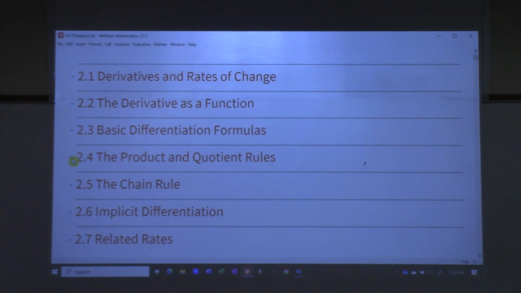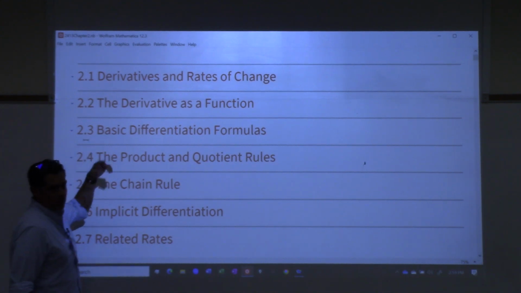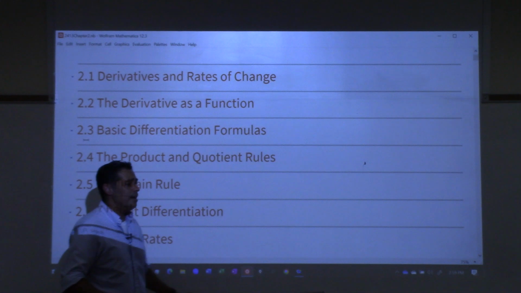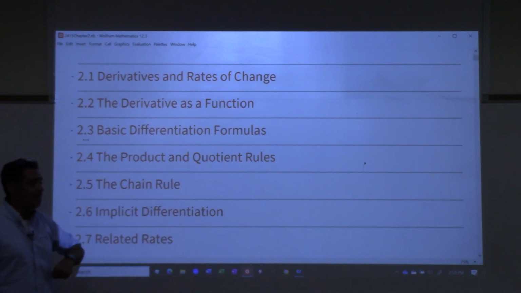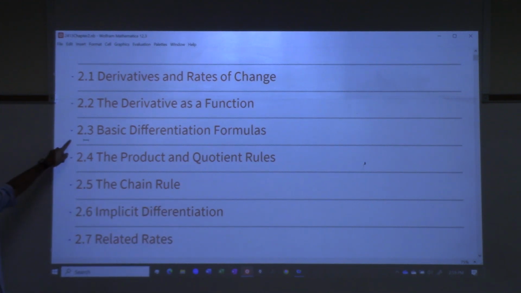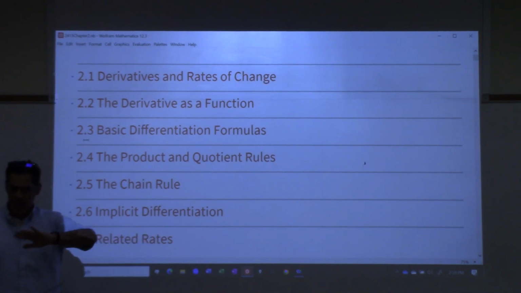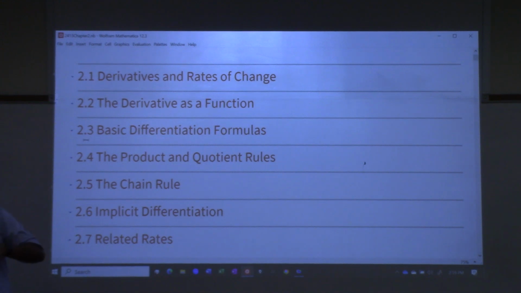We are in chapter 2, just a recap of what we've done. We started out with the idea of the derivative, right? This idea of the derivative, slope of a tangent line. And then we extended this idea into looking at the derivative as this new function that we can create. And then in last class, 2.3, we said, hey, we can finally do away with the limit. No more limits. We're going to use these shortcuts, right? And I gave you all those basic differentiation formulas, right?